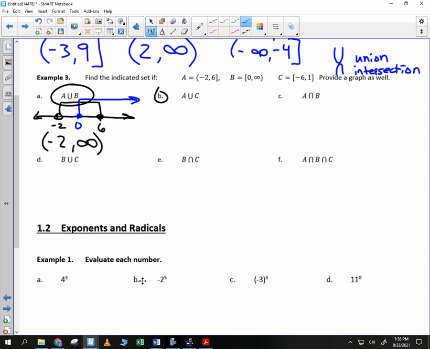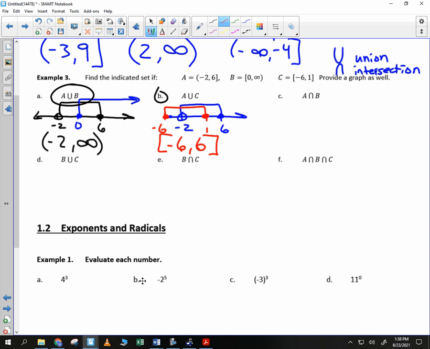All right, so A union C, you should have from -2 to 6. So open circle, closed circle. And if you do C, you're from -6 to 1. You don't have to be part of both of them, you just got to be part of one of them. So is -10 part of one of them? No. How about -5? How about 0? How about 3? How about 10? So it looks like from -6 to +6, that's the set.